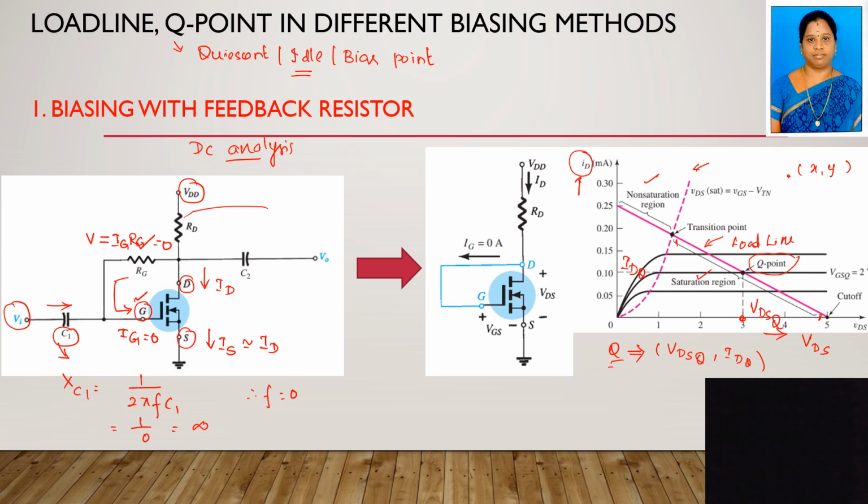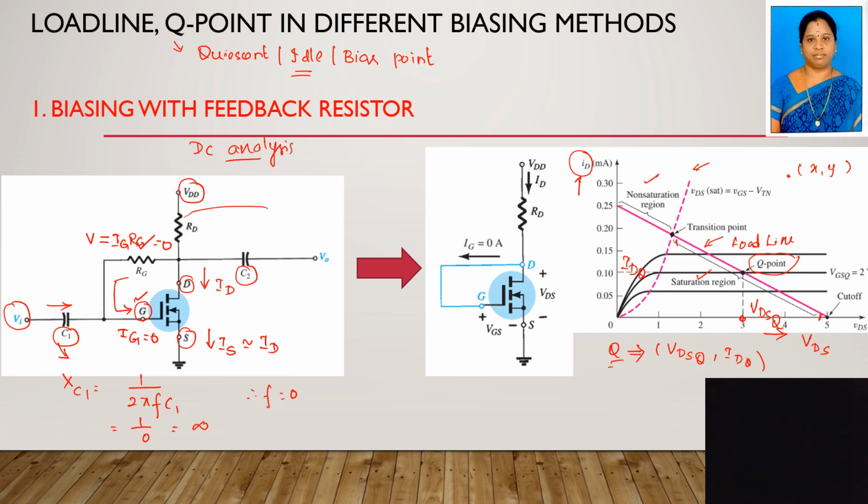So we have to open circuit this coupling capacitor C1 as well as coupling capacitor C2, right? Both the capacitors we have to open circuit for the DC analysis. Then only you are getting this circuit. The next circuit you are getting after open circuiting your coupling capacitors, and then you are removing RG because of IG equal to 0. I hope everyone understands this, right?